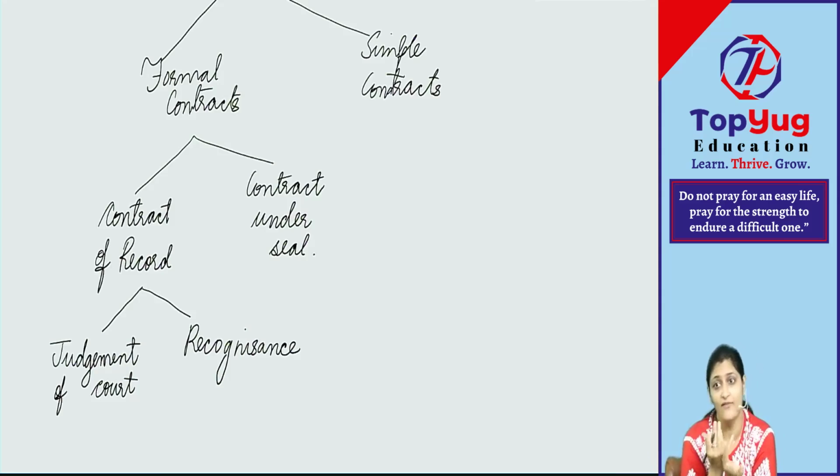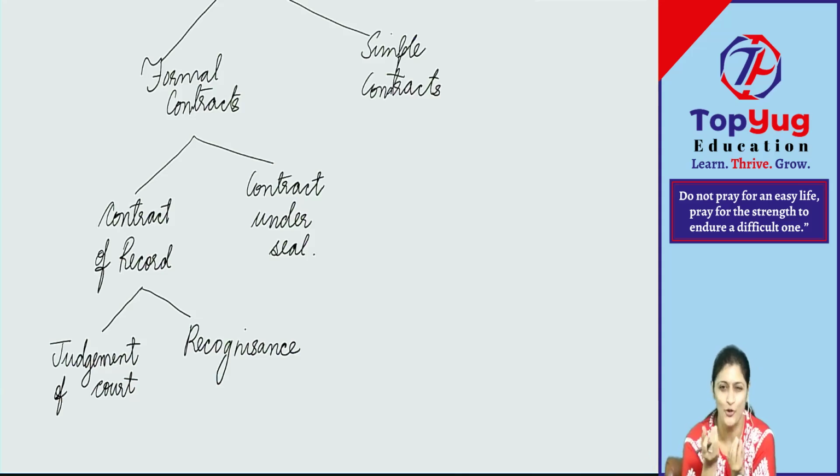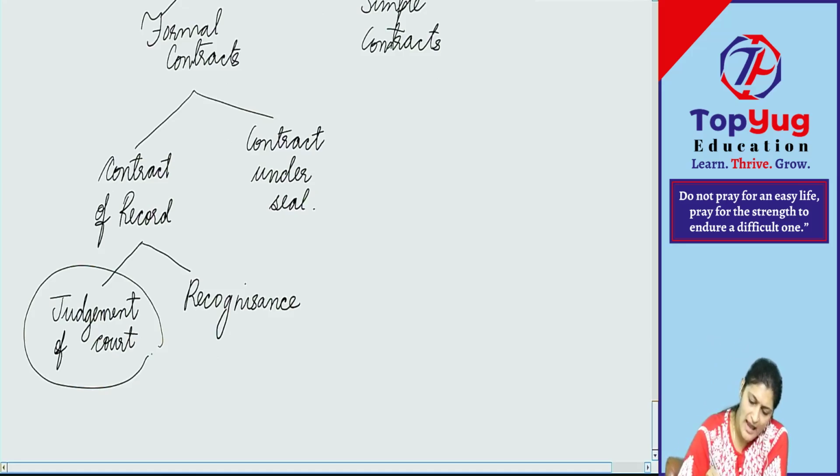If you understand, well and good. If you don't understand, leave it. Why? Because anyway, it will not be asked. It is extra knowledge I'm giving you; otherwise, not important. See, contract of record: contract of record are of two types, judgment of court and recognizance.